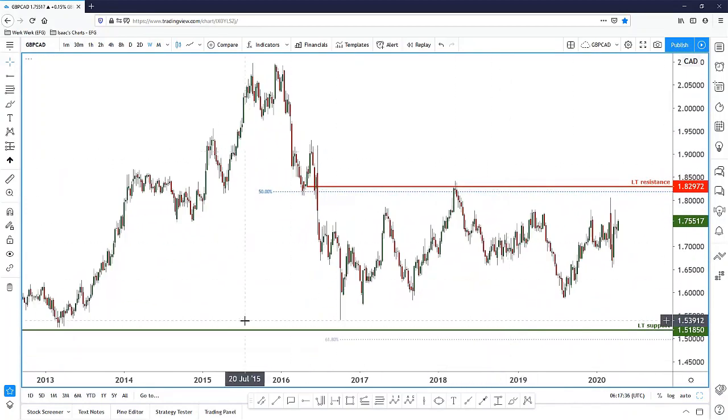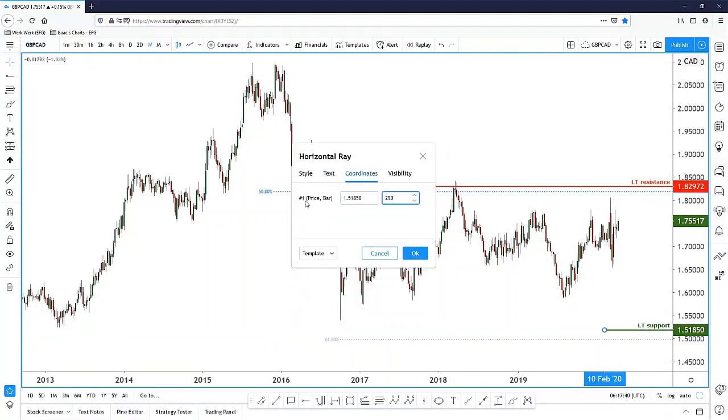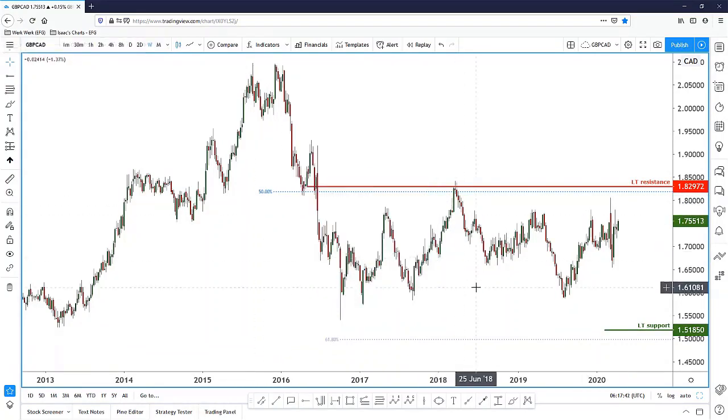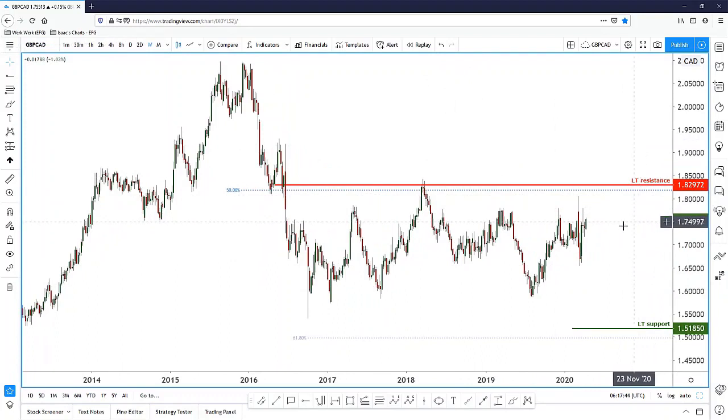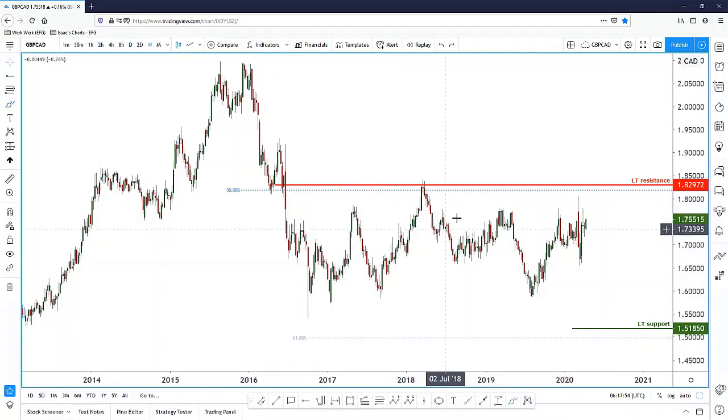So give me a moment as I tidy this up. So we have the long-term support level and the long-term resistance level. And since June 2016, price has sort of been in a sideways motion, right? So it's sort of ranging sideways. But having said that, we want to once again focus on the more current prices.